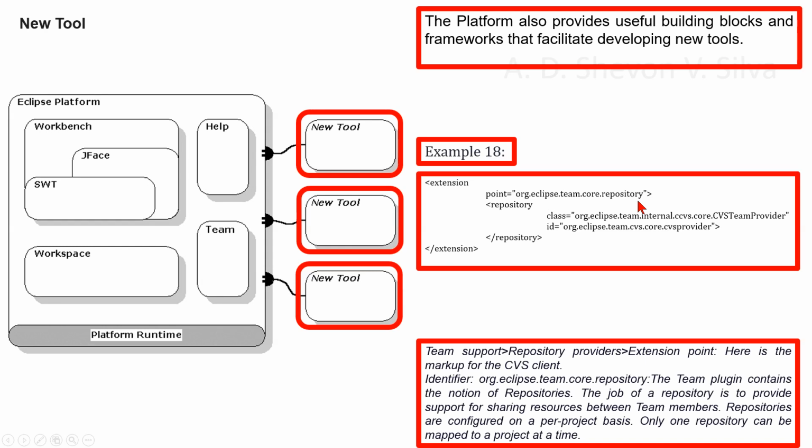The org.eclipse.team.core.repository extension point is used to add the repository definition. Here is the markup for the CVS client. This registers your team provider with the team support plugin and assigns an ID that should be used when your provider is associated with the project. The specified class for the repository must extend the RepositoryProvider.